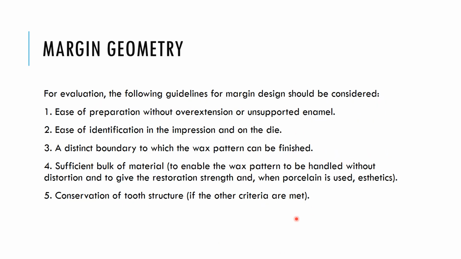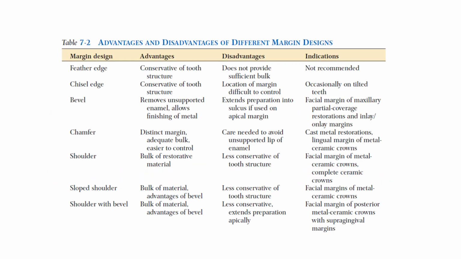Coming to the margin geometry, there are a few conservative techniques by which you can evaluate the margin. There should be ease of preparation without overextension or unsupported enamel. It should be easily identifiable in an impression or a die, a distinct boundary to which the wax pattern can be finished. There should be a sufficient bulk of material, guys, and it should be conservative enough. Coming to advantages, disadvantages, indications, I'll be covering some of the contraindications in the next slides.